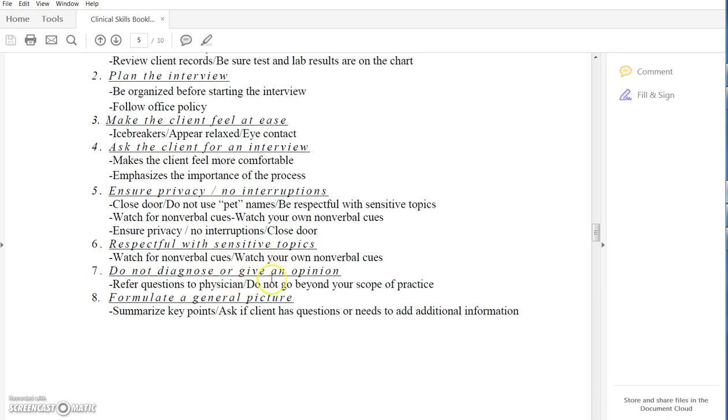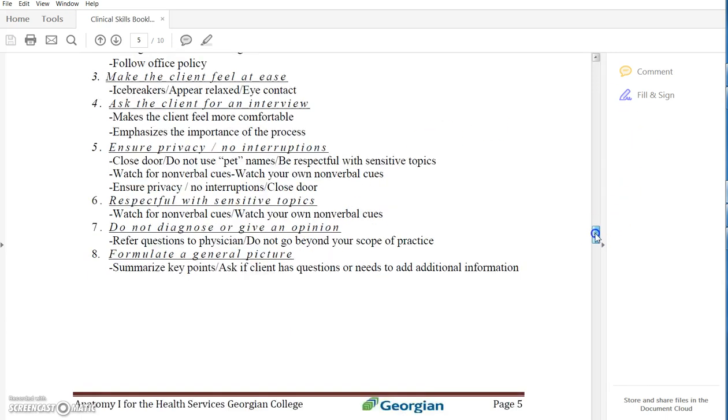Do not diagnose or give an opinion with step number 7 because that falls out of our skill set and our scope of knowledge. Oftentimes clients will think we're 1 credit short of our MD, and they will think we can give as much information as we can, like a physician. We want to be very clear that we do not offer that type of information to clients.